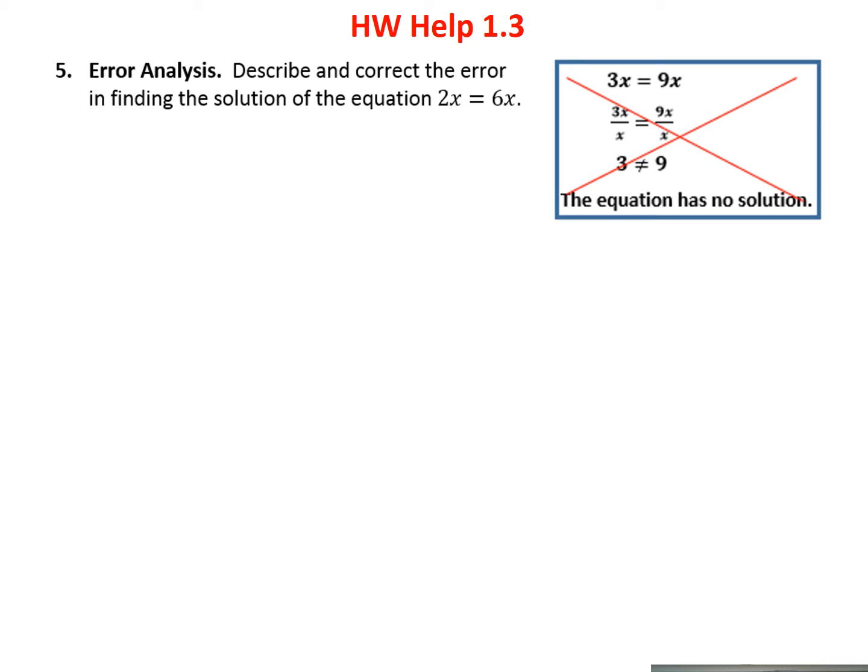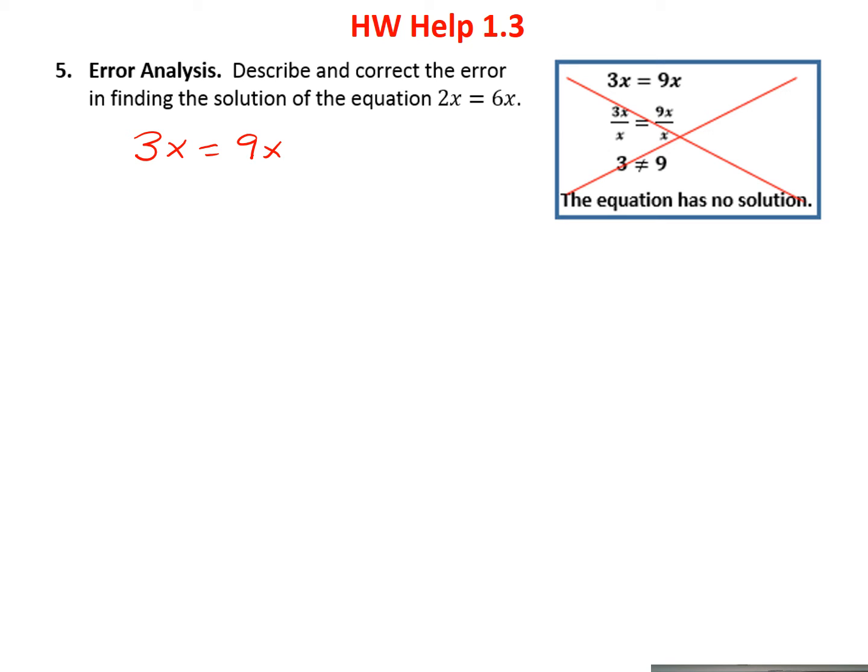Problem 5 gives us a problem and says they've made an error. Can I figure out what the error is? Well, let's just start solving it and see what we can come up with. They said there was no solution. We start with 3x equals 9x.